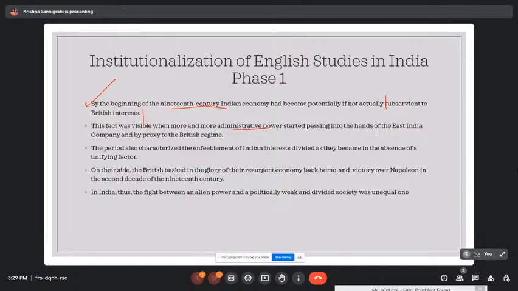when more and more administrative powers started passing into the hands of the East India Company by proxy to the British regime. This period also characterized the enfeeblement of Indian interests, divided as they became in the absence of an unifying factor. On their side, the British basked in the glory of the resurgent economy back home and victory over Napoleon in the second decade. In India, thus the fight between an alien power and a politically weak and divided society was an unequal one.